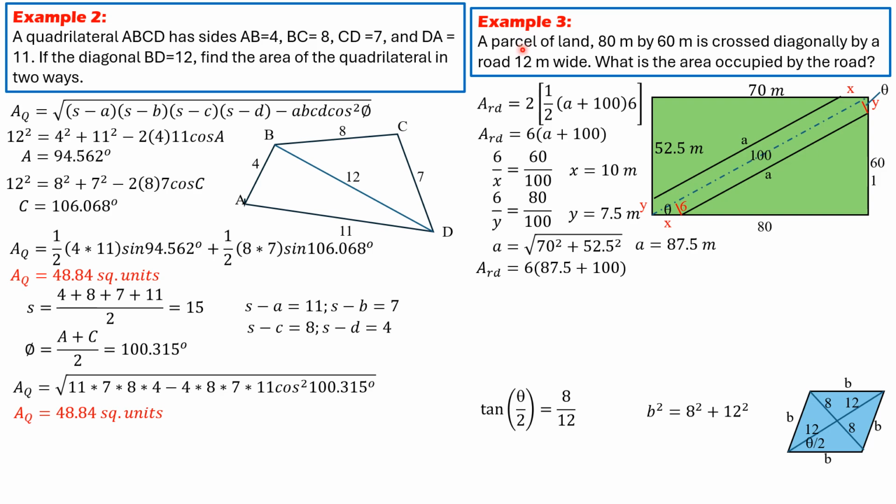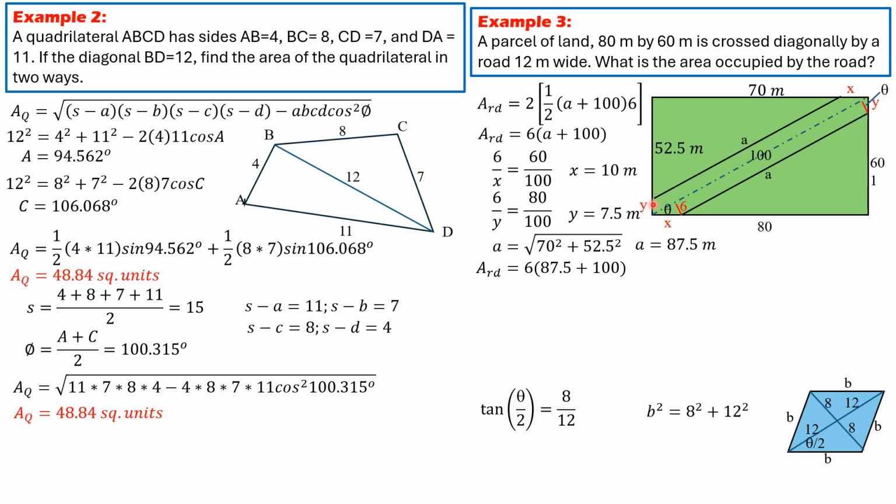Next, example 3. A parcel of land 80 meters by 60 meters is crossed diagonally by a road 12 meters wide. What is the area occupied by the road? So this is the situation. The parcel of land is 80 by 60. So the diagonal would be 100 meters long.